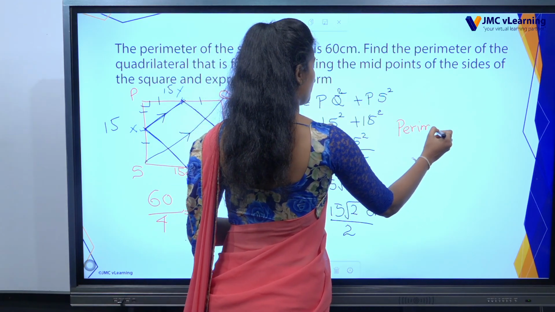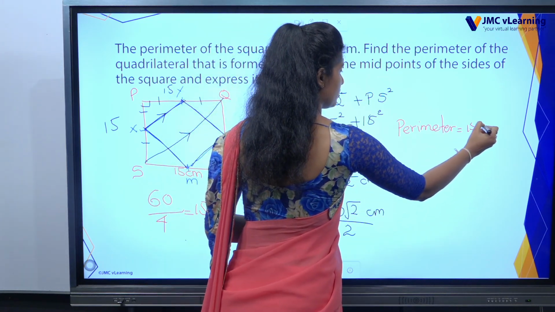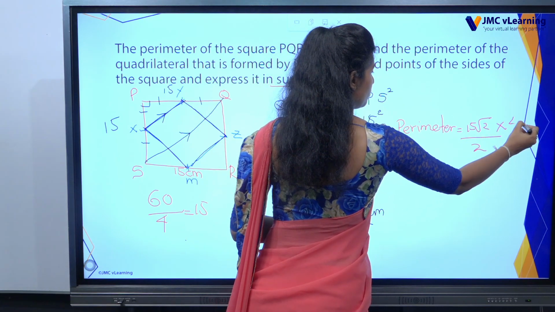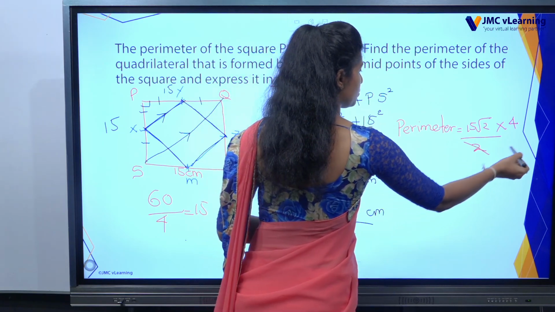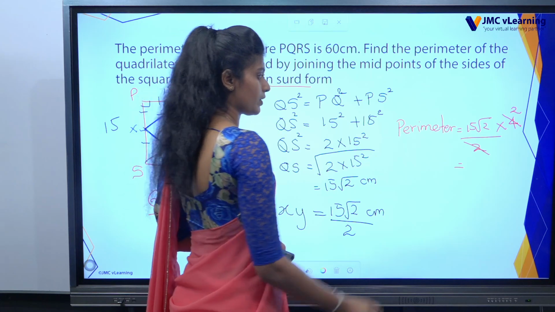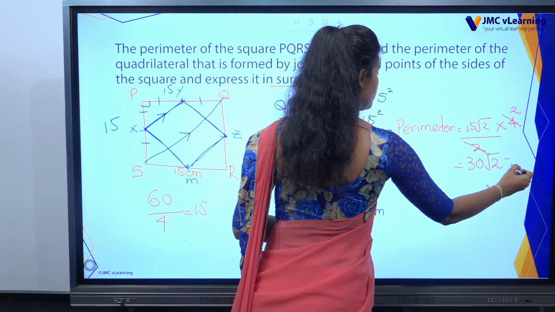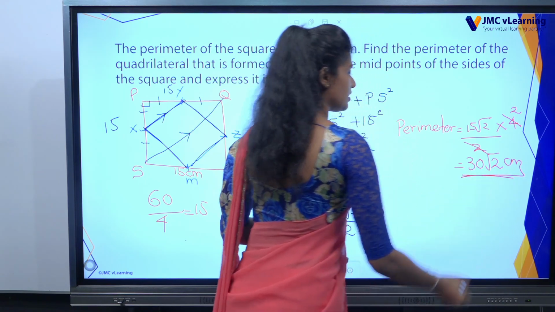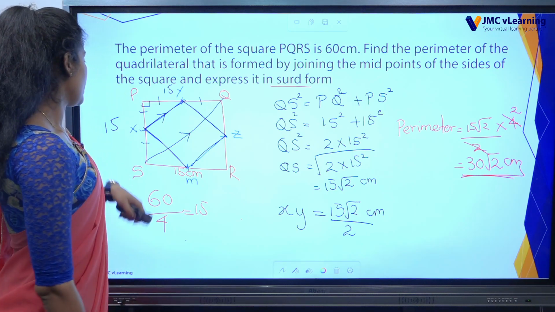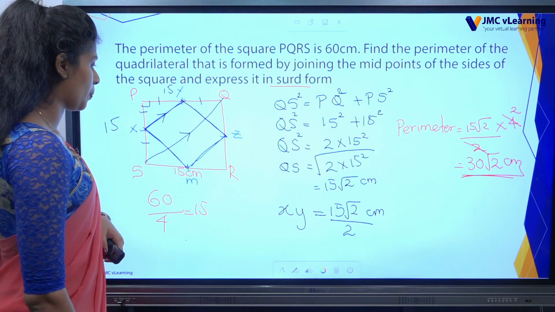Perimeter is equal to 15 square root 2 over 2 into 4. We can cut this 2 and 4. Let's multiply this one by 2. 15 into 2, 30 square root 2 centimeter. This is the answer. That is the perimeter of X, Y, Z, M quadrilateral.